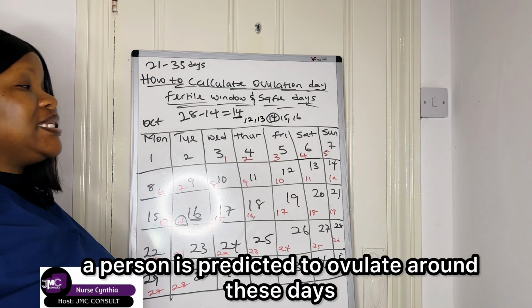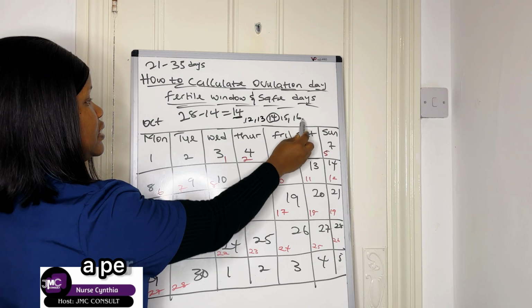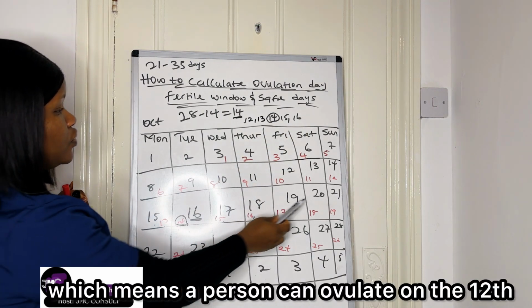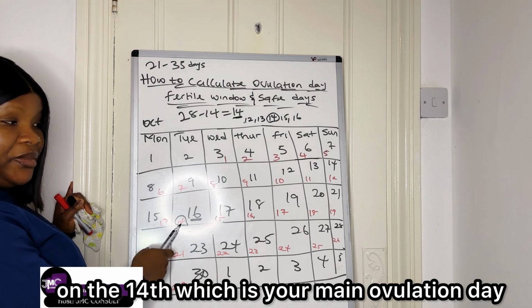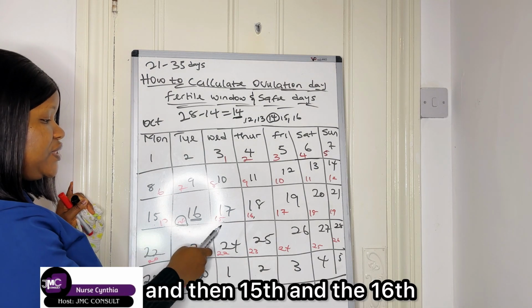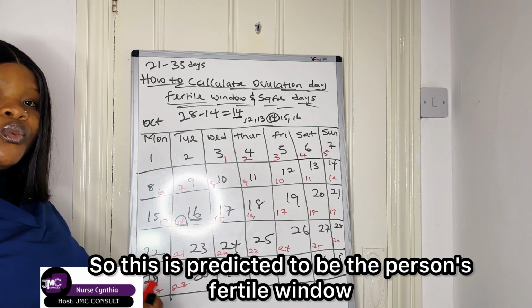So, which means a person is predicted to ovulate around these days, which means a person can ovulate on the 12th, a person can ovulate on the 13th, on the 14th, which is the main ovulation day, and then 15, and then 16. So, this is predicted to be the person's fertile window.